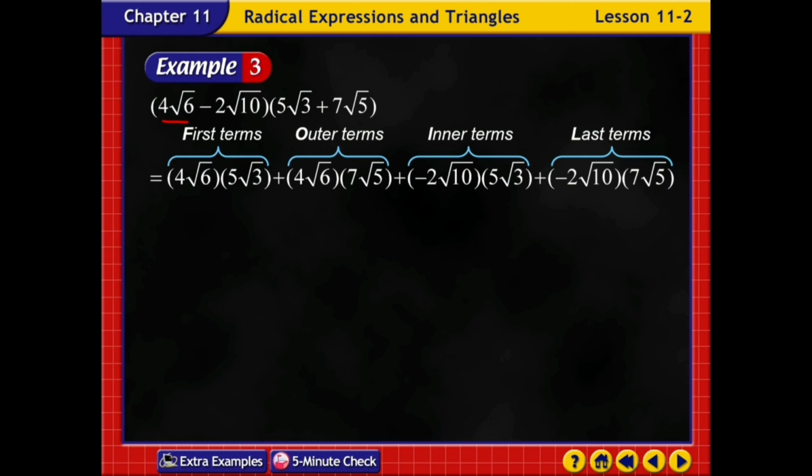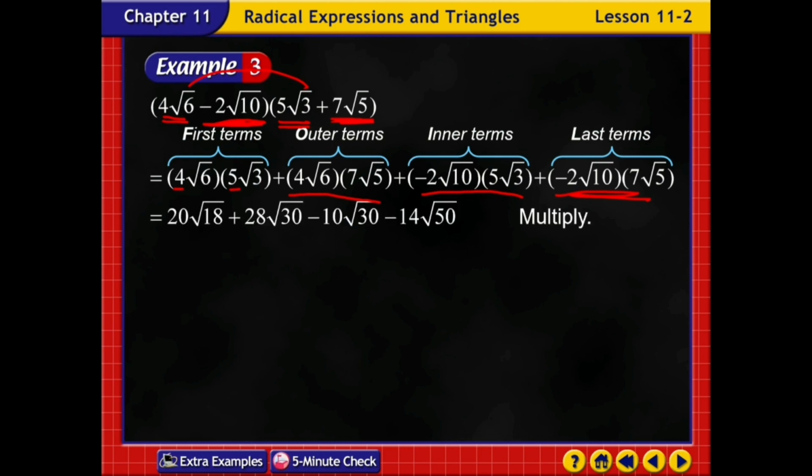So first terms, we have 4 square root of 6 times 5 square root of 3. Then outer terms, that's 4 square root of 6 times 7 square root of 5. Then the inner terms, we have negative 2 square root of 10 times 5 square root of 3. And the last terms, which is negative 2 square root of 10 multiplied by 7 square root of 5. Then we simplify. 4 square root of 6 times 5 square root of 3, the product is 20 square root of 18, plus 28 square root of 30, minus 10 square root of 30, minus 14 square root of 50.